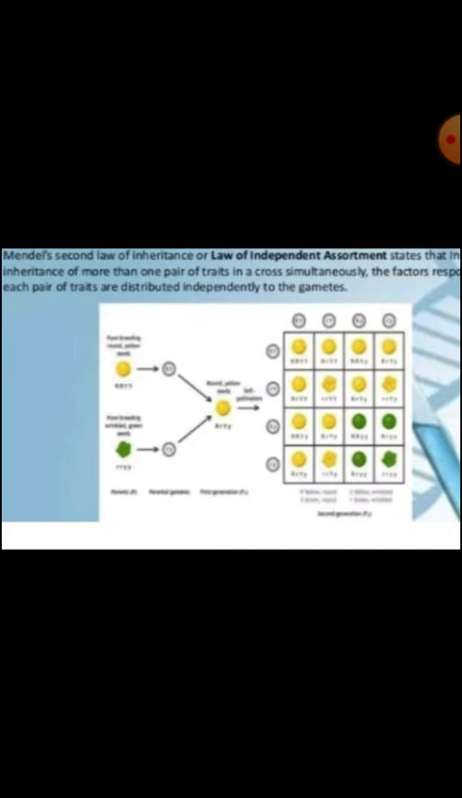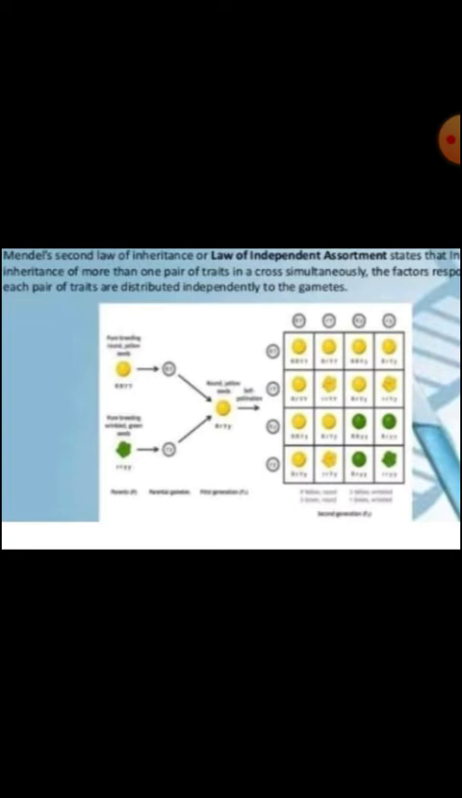That means when the gametes fuse to form the zygote, the characters are independently transferred to the zygote. So the traits, characters, factors or genes are not combined together. They are independently transferred to the gametes, and this is known as the law of independent assortment. Traits do not depend on the other traits which are in pair.